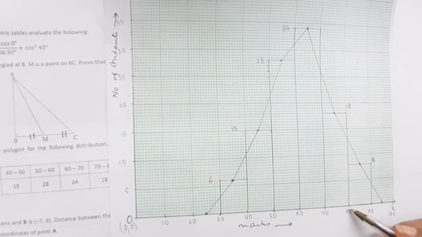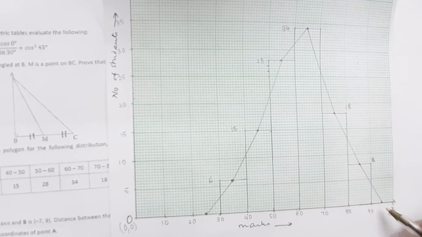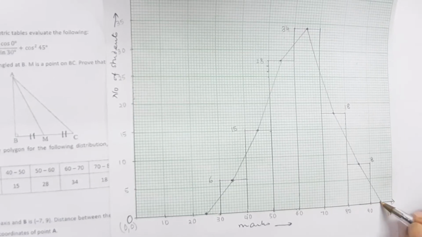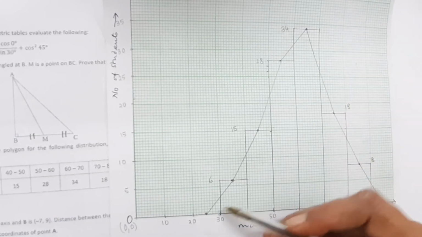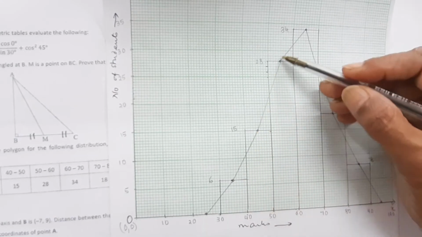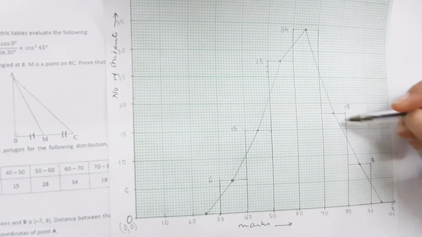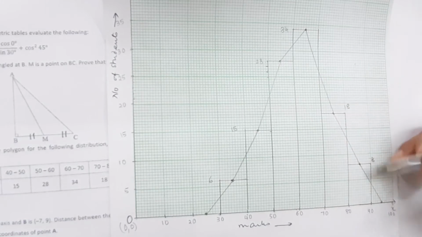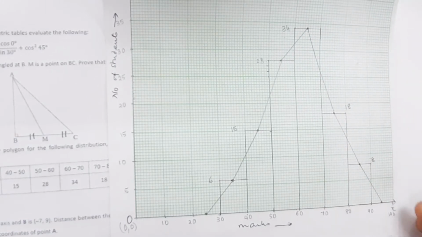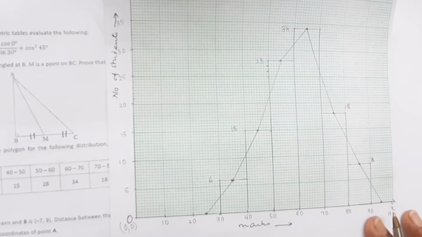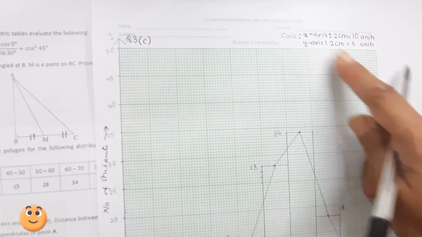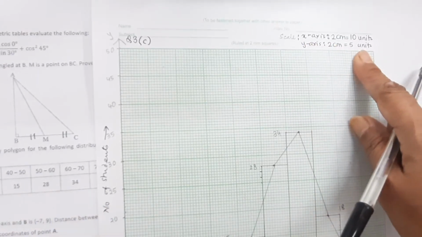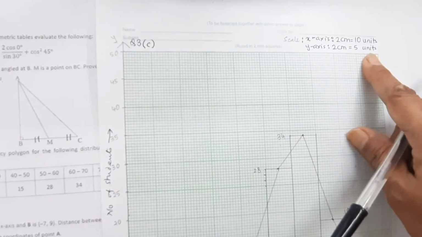For the last one, 80 to 90, you go ahead to 90 to 100. Mark the 5th division here. And keep all these points ready. And all you have to do is just join them like so, with a straight line, with a ruler, and that is how you get your frequency polygon. Now you will see that out here I have written the scale. Can you see the scale that is written over here? So it should be written like so.